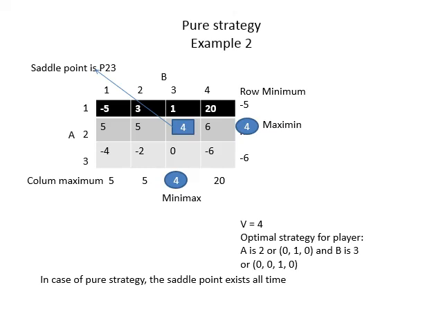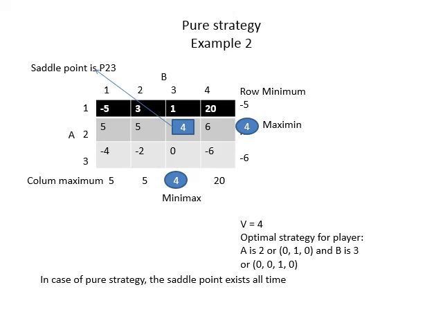The maximum of all these minimums is 4. 4 in this case is called maximin. Maximin, the maximum of the minimum.